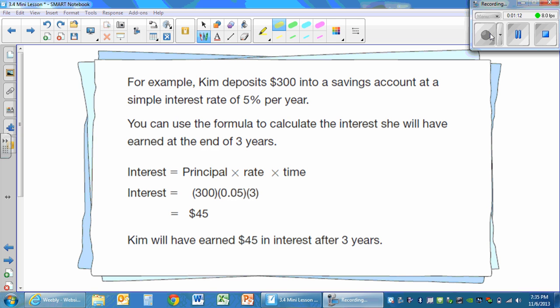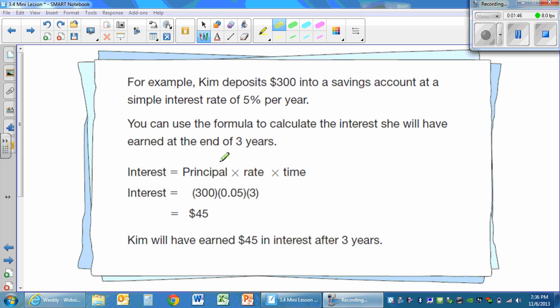Here's an example of how to use the simple interest formula. Kim deposits $300 into her savings account, which would be the principal, the original amount that you deposit, at a simple interest rate of 5% per year. The rate is a percent, and you need to make sure that you always change a percent into a decimal, so they use 0.05. You can use the formula to calculate the interest she will have earned at the end of 3 years. So again, they multiplied it by 3.